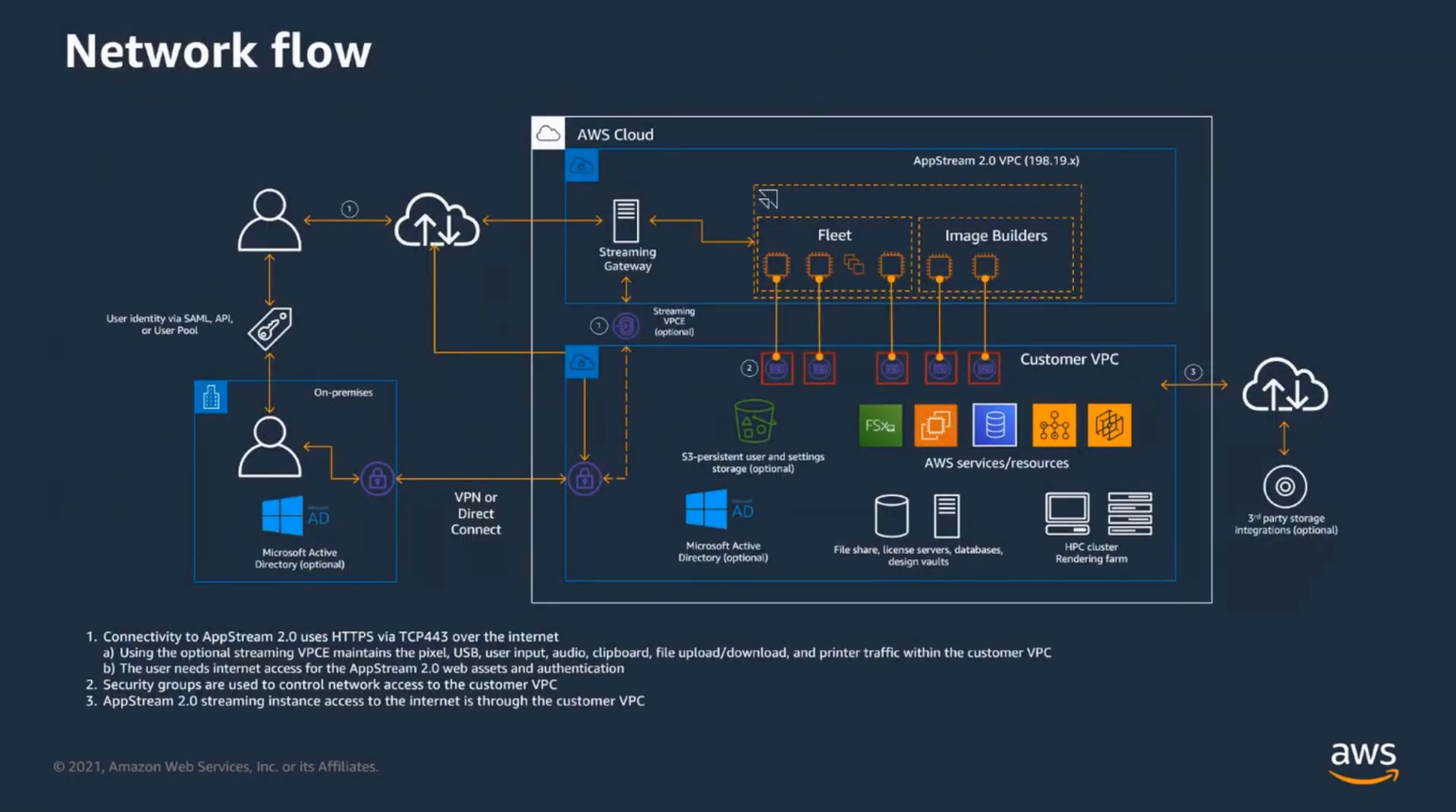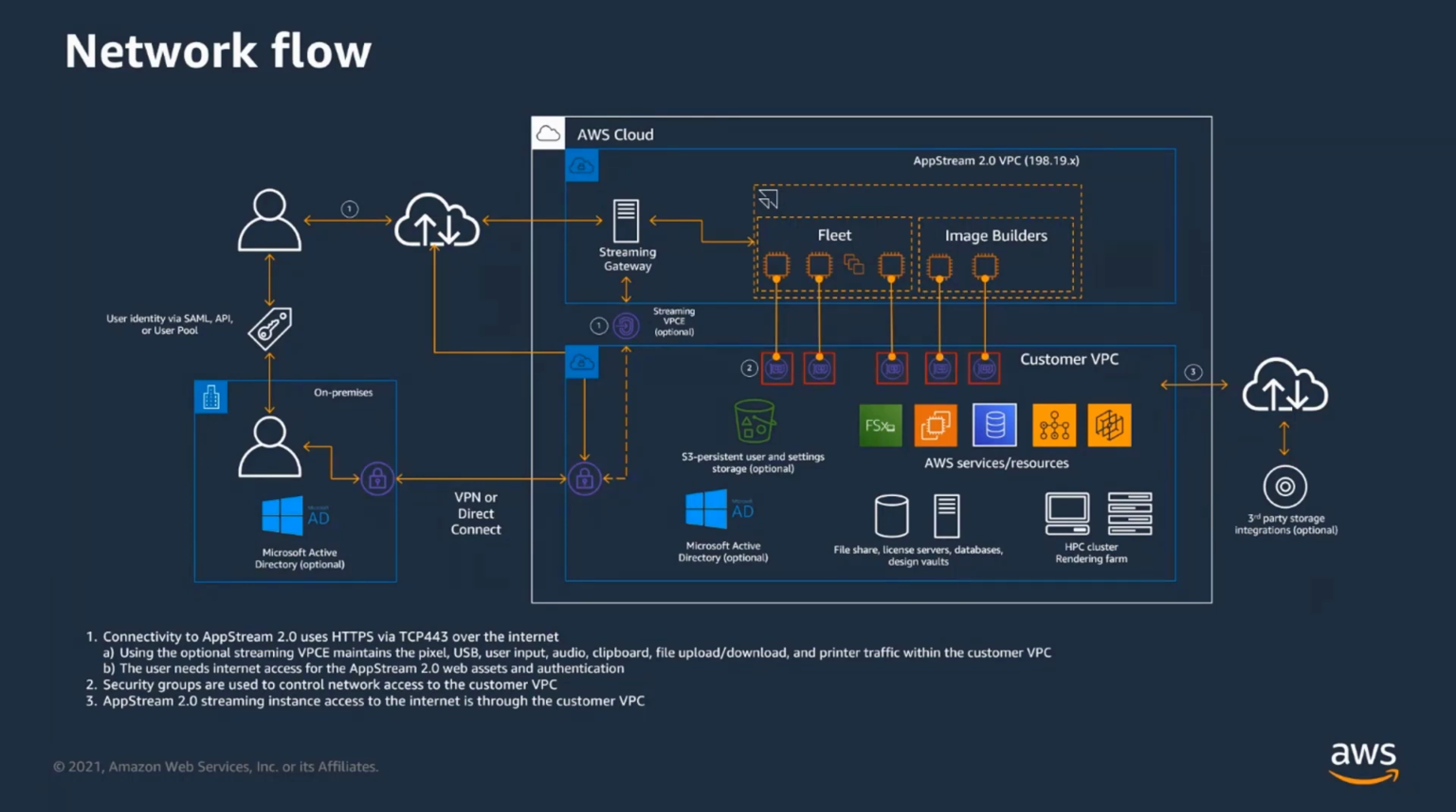Going into the networking associated with AppStream, you'll see that we have a lot of similarities and a few differences. With AppStream 2.0, your users have the option to connect either over the public internet to the public endpoints or via your VPN or Direct Connect to a private VPC streaming endpoint.